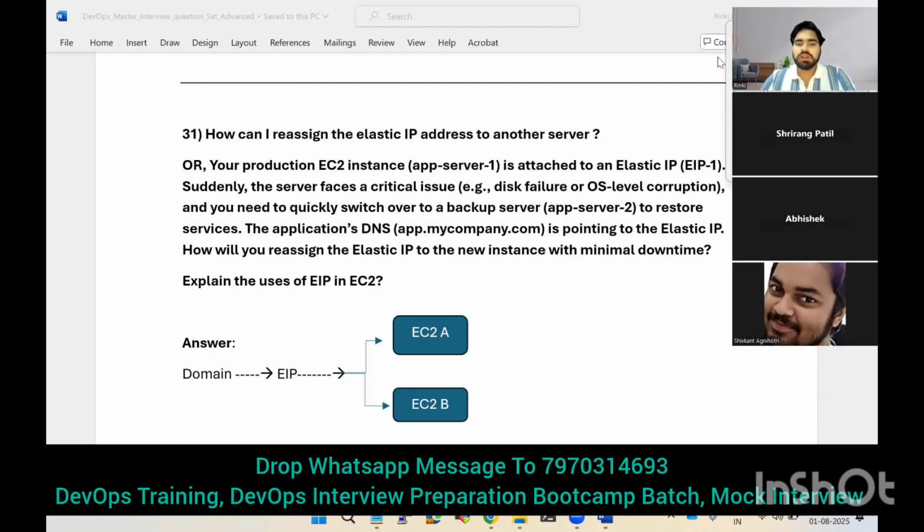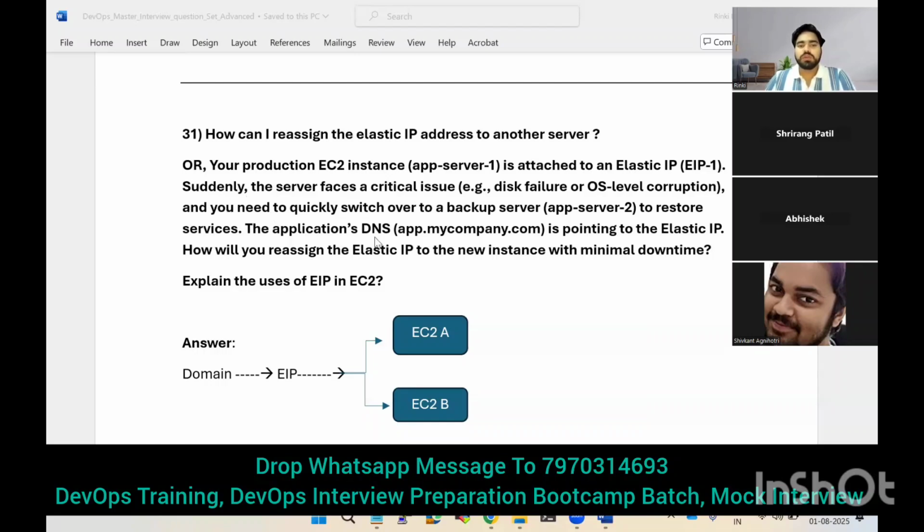Just suppose that you have one application server 1, and when we are talking about the server, we are talking about an EC2 instance. That's understood, correct? So your production EC2 instance app server 1 is attached to an Elastic IP, EIP1. Suddenly the server faces a critical issue. That means your EC2 1, which is running, has some critical issue. It can be a disk failure or OS level corruption, or any kind of issue where the EC2 itself goes down, correct?